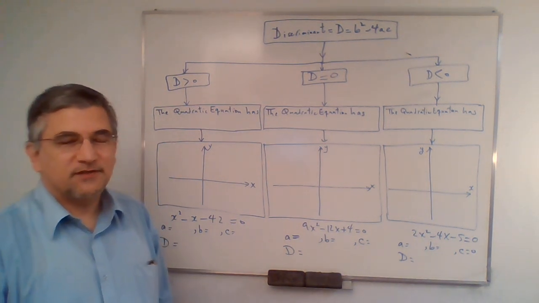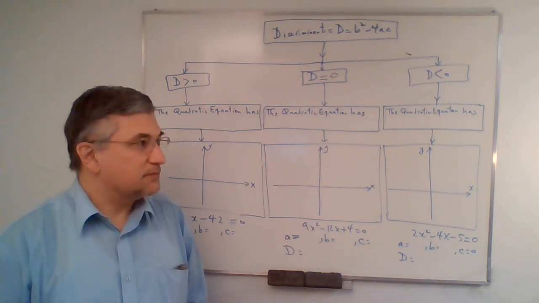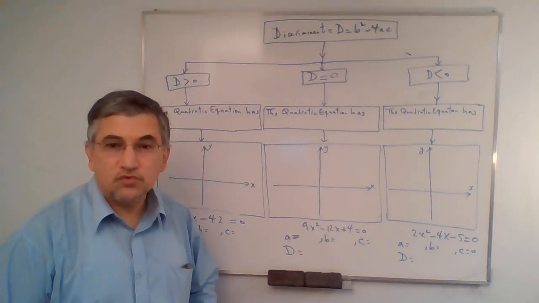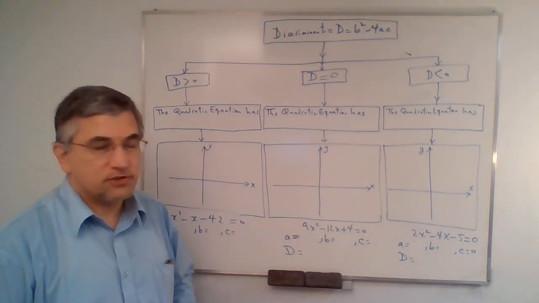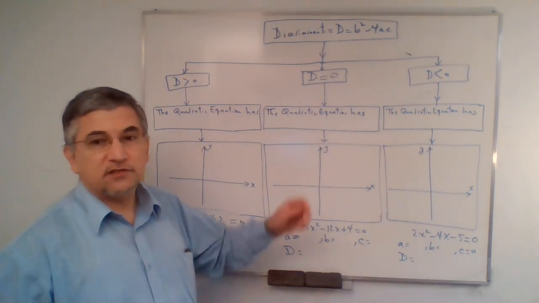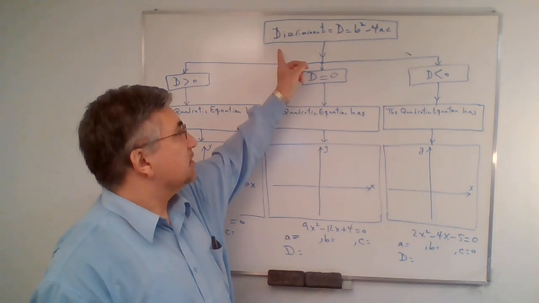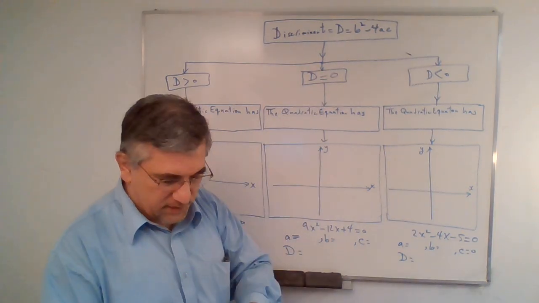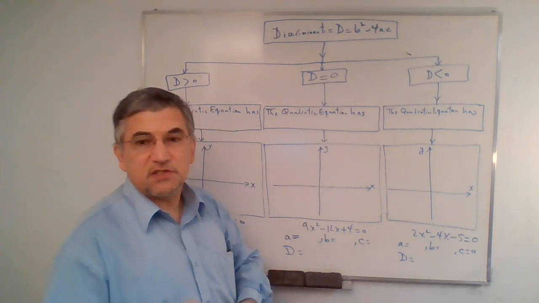Hello everyone. In this lecture, we want to learn about the nature of roots of a quadratic equation. We have already learned about the discriminant. Discriminant is b squared minus 4ac, and you know what a, b, c are.